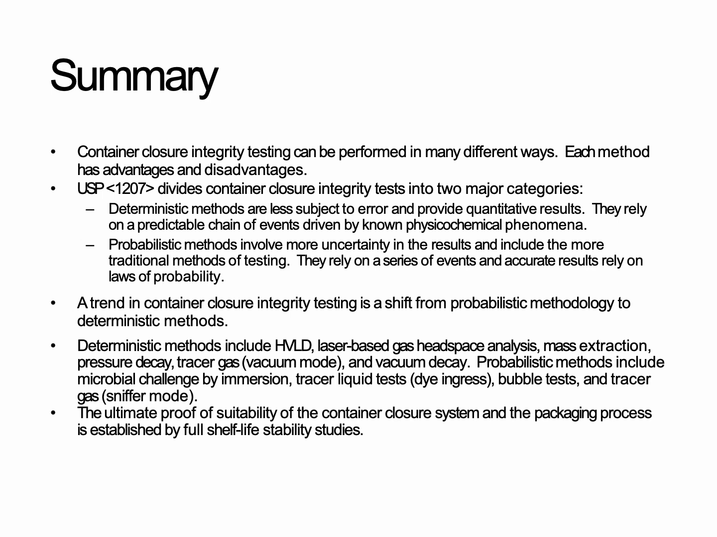Now, in summary, container closure integrity testing can be performed in many different ways. Each method has advantages and disadvantages. We looked into USP 1207, which divides container closure integrity tests into two major categories. We looked into deterministic methods or tests, and we also looked into probabilistic methods and tests. Now a trend in container closure integrity testing is a shift from probabilistic methodology to deterministic methodology.